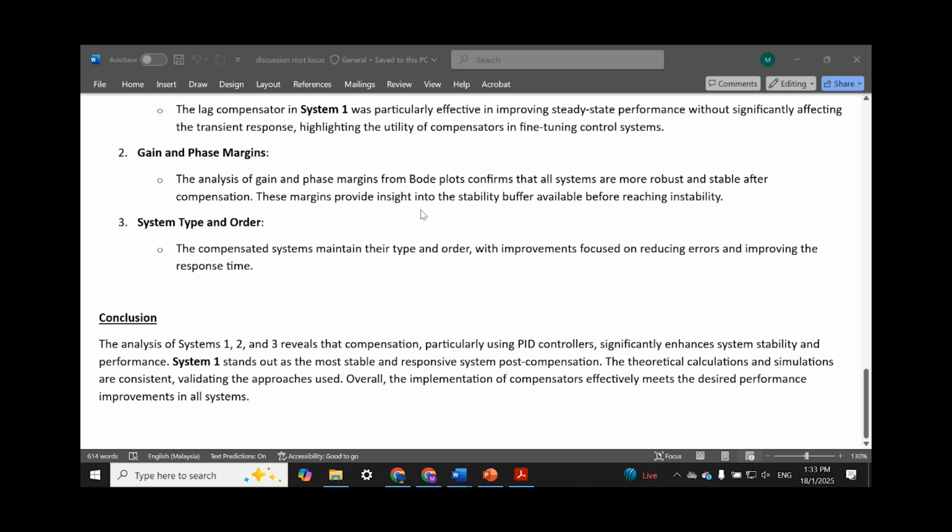So the analysis of Systems 1, 2 and 3 reveals that compensation, particularly using PID controllers, significantly enhances system stability and performance. System 1 stands out as the most stable and responsive system post-compensation. The theoretical calculations and simulations are consistent, validating the approaches used. Overall, the implementation of compensators effectively meets the desired performance improvements in all systems.